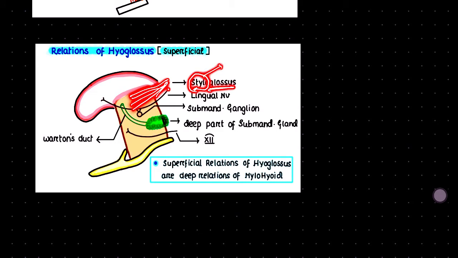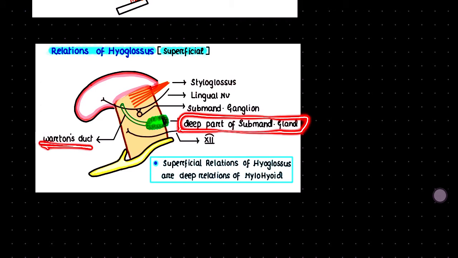styloglossus, right? Okay, another important thing that we need to know here is the deep part of the submandibular gland and its duct, and that is Wharton's duct. Okay, and talking about nerves, we have the lingual nerve, right? As you can see, this is our lingual nerve. And another nerve is the hypoglossal nerve, the 12th cranial nerve.